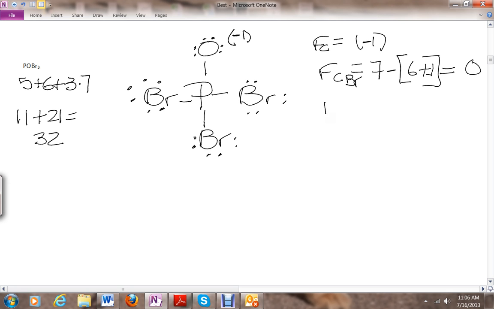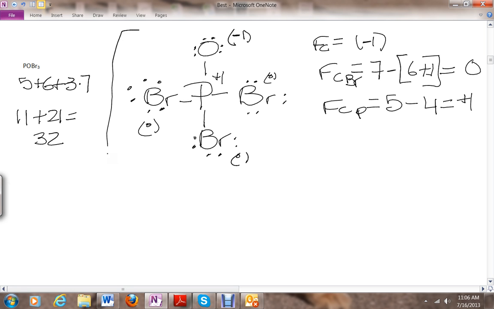Now on the phosphorus, we have 3 identical bromines, so it's going to be 0, 0, and 0. So let's do the phosphorus now, which is going to be 5 minus 4 bonds. It's going to be plus 1. Let's do the total charge, which should be equal to 0. 0, 0, 0, minus 1, plus 1, 0. Let's try to get the central atom to 0.